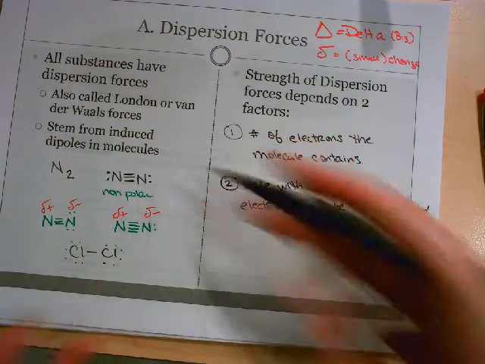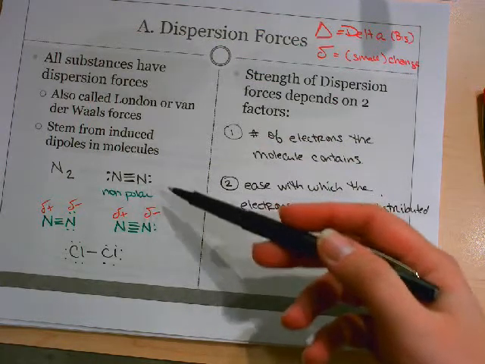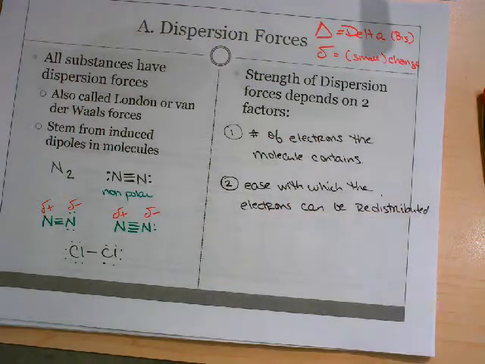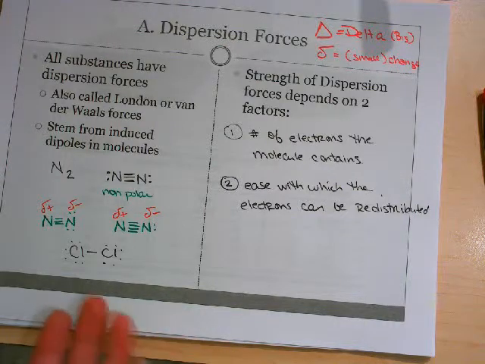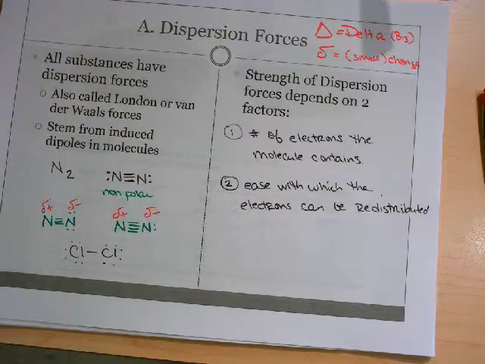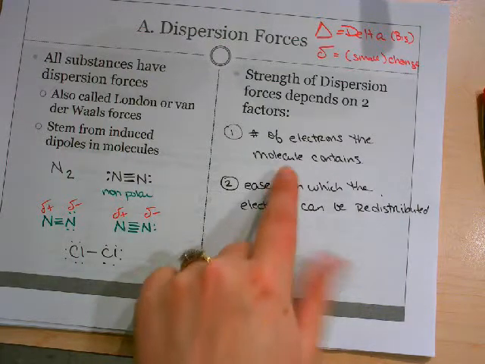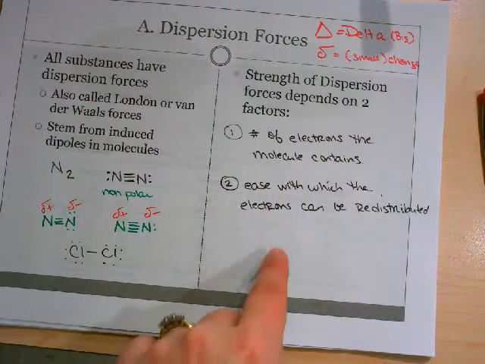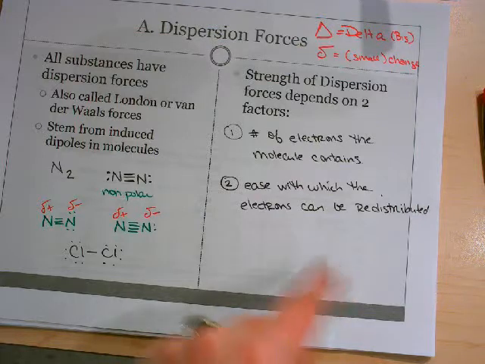So on paper, they look similar, but really, nitrogen has way fewer electrons. Nitrogen's atomic number is 7, and so it has 7 electrons. Chlorine's atomic number is 17. So this molecule has 14, and this one has 34. Chlorine has a lot more electrons, and it can redistribute those electrons a lot easier, right?